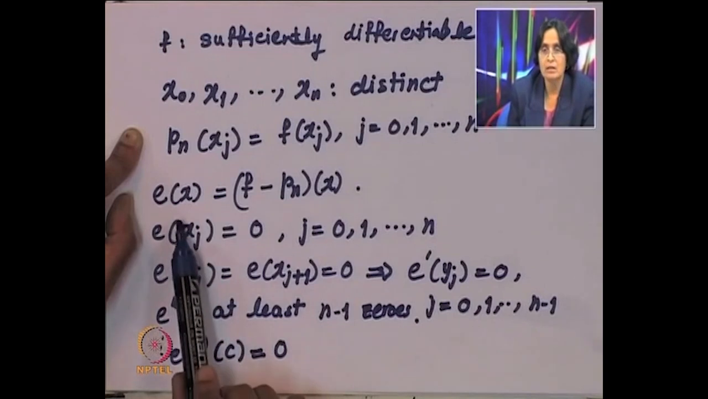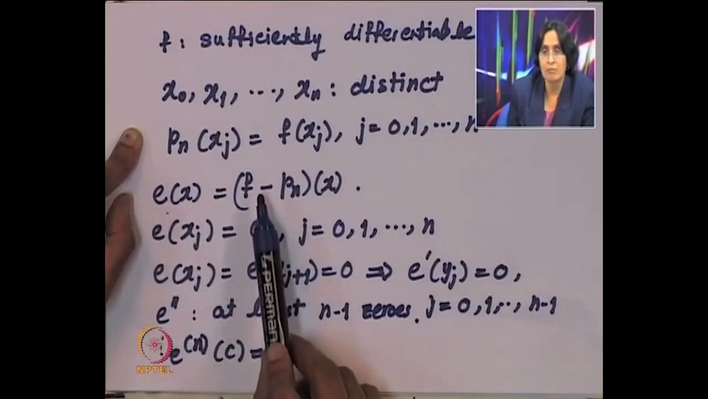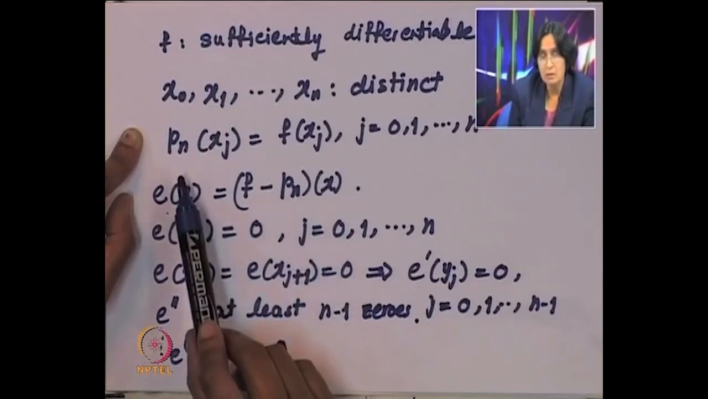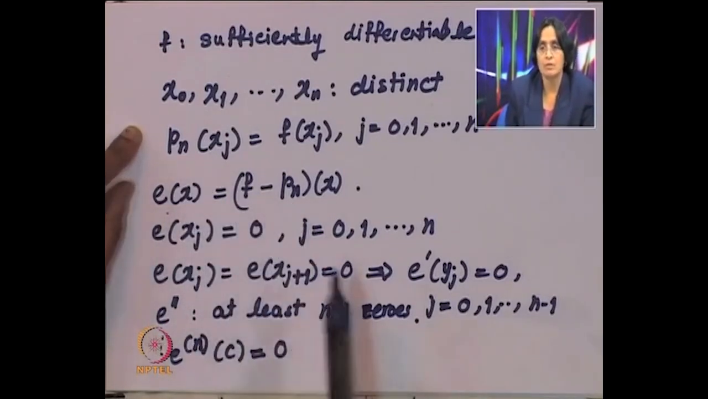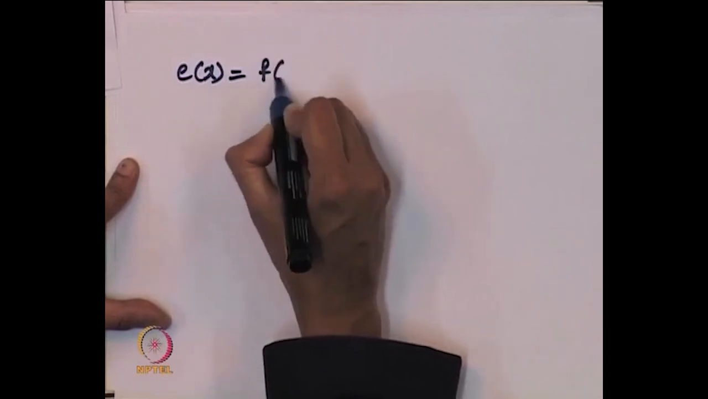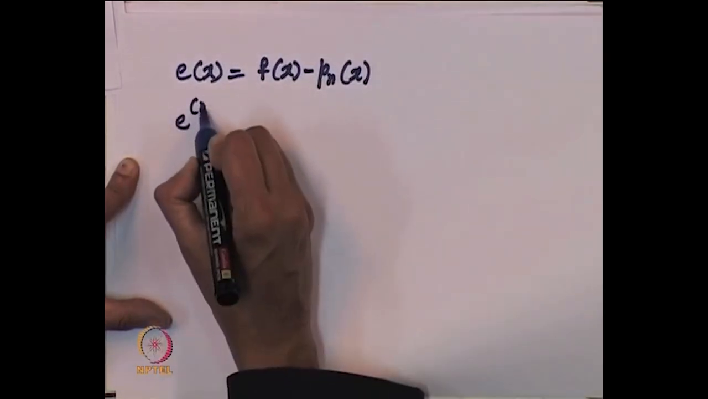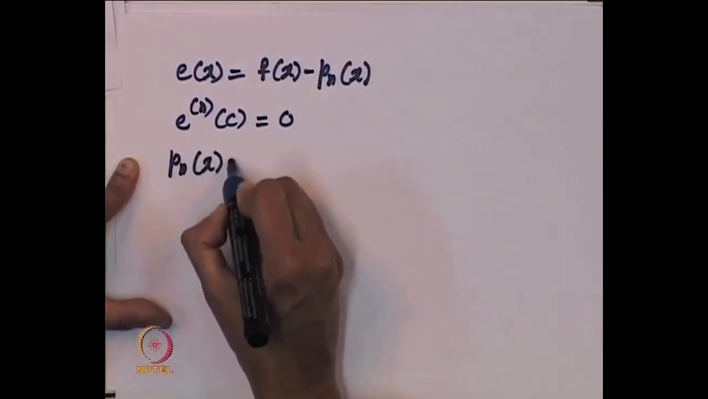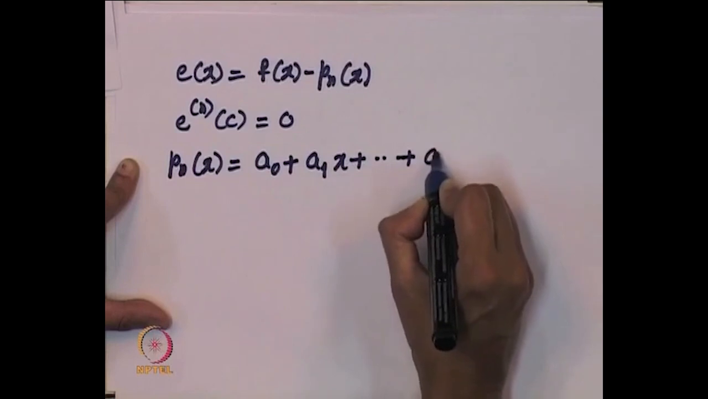Now, we will look at the nth derivative of e. e n of x will be equal to the nth derivative of f minus the nth derivative of p n. p n is a polynomial of degree less than or equal to n, so its nth derivative is going to be constant. We have e of x is equal to f of x minus p n of x, e n at c is equal to 0, p n of x is a polynomial of the form a 0 plus a 1 x plus up to a n x raised to n.